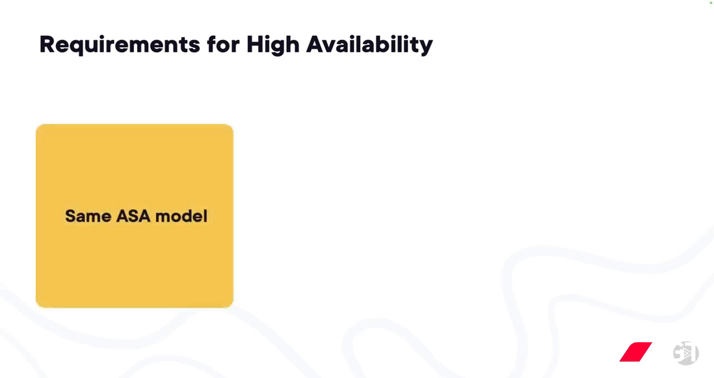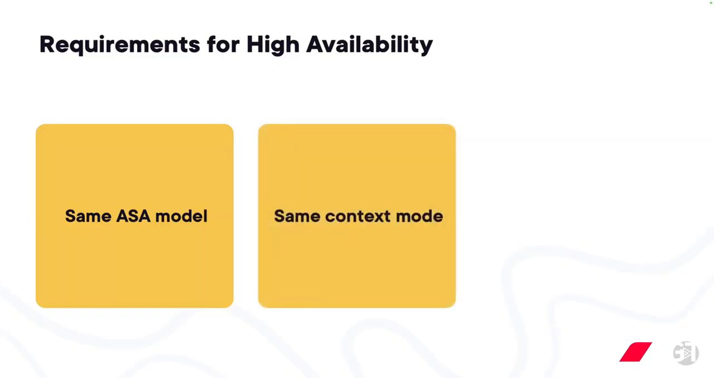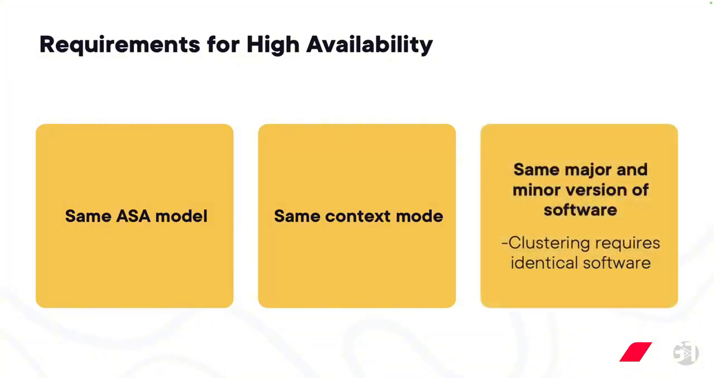There are requirements that need to be met before high availability can be implemented. All ASAs need to be the same model, and this not only applies to the chassis, but there needs to be the same types of and number of interfaces. They also must be in the same context mode, either single context or multiple context. And finally, they must also have the same major version number and minor software version number for failover HA, and clustering is even more restrictive as it requires the same exact software.